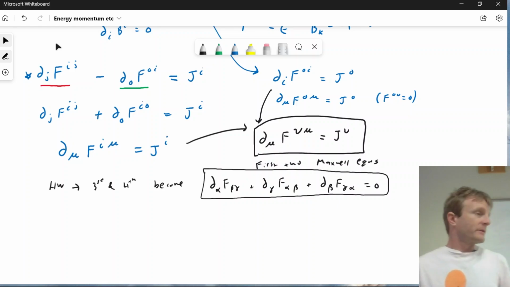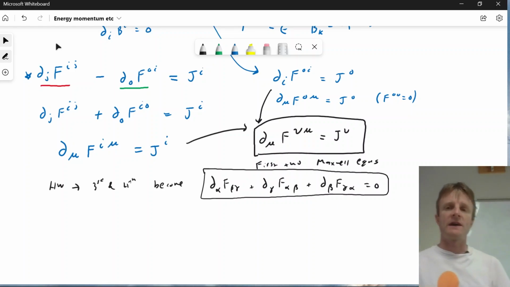So now we know Maxwell's equations are invariant under Lorentz transformations, and we've had some exercise in converting notation to the notation we're going to be forced to use in curved spacetime.